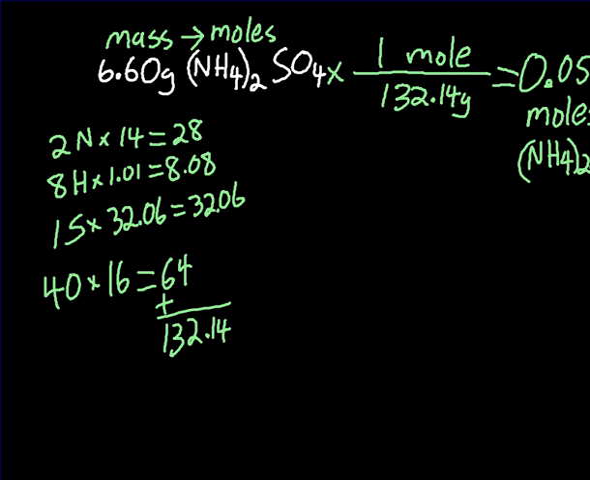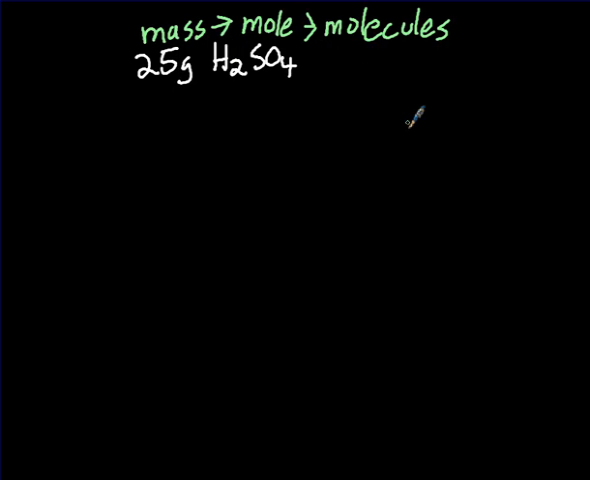So next, another problem we had was they gave us 25 grams of H2SO4, and they said, how many molecules is that? Now, when they give you grams and you calculate molecules, you always have to go to moles first. So first you go from mass to moles, which is what we just did, and then we're going to go to molecules. So again, we're given grams, so put mole on top. And again, we have to find the formula mass for this. So we got 2 hydrogens.